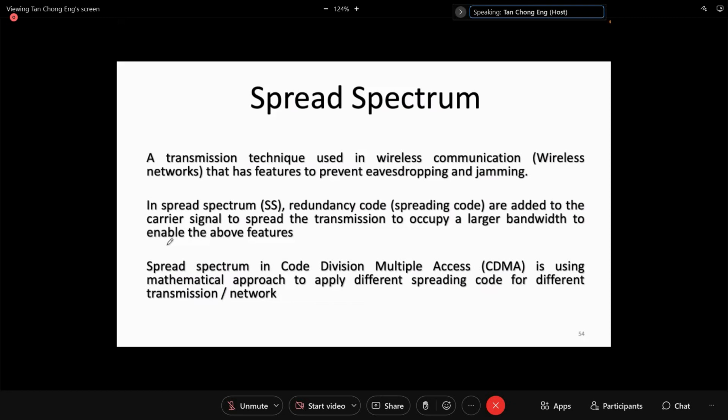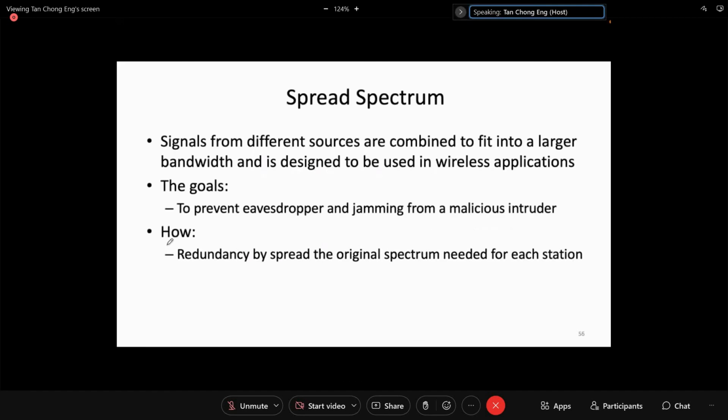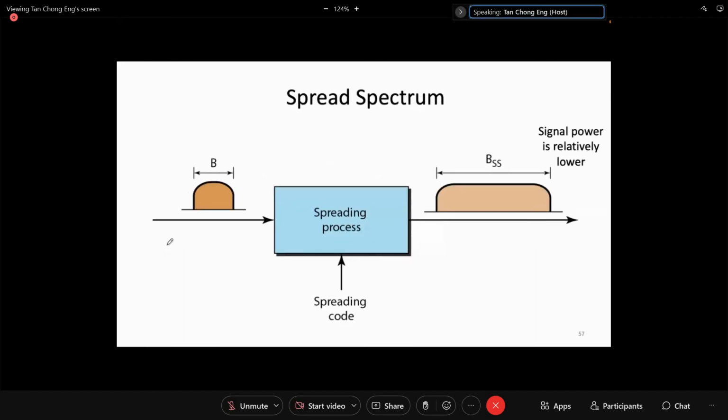This code division multiplexing technique can be further drilled down to spread spectrum. Spread spectrum is one type of code division multiplexing. It spreads the signal into a very low frequency. You can look at two different types of spread spectrum here: frequency hopping and direct sequence spread spectrum. So let's look at direct sequence.